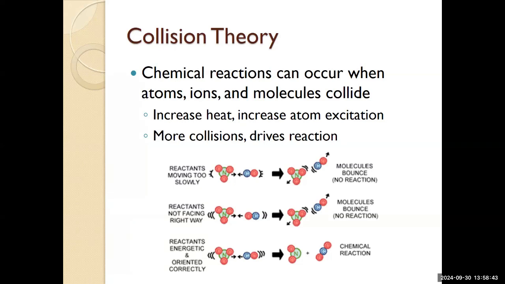Collision theory describes how chemical reactions occur when atoms, ions, and molecules collide with enough force to disrupt that initial bond. Understanding that means we can drive reactions to occur more readily by understanding ways to excite atoms. We can increase heat. The more collisions there are, the more likelihood that one of them will disrupt an electron configuration. But it's more than just urging atoms to collide.